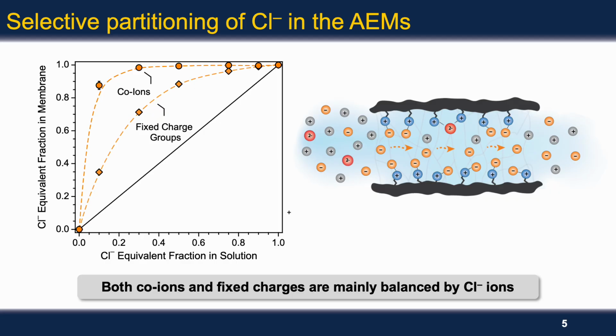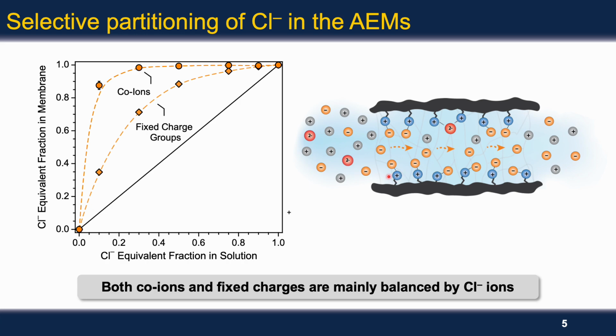To investigate whether selective ion partitioning in these membranes contributes to the high selectivities that we observed, we performed competitive ion sorption experiments with chloride-sulfate mixtures over a broad range of chloride equivalent fractions in the solution. In these experiments, we also decoupled the counterions that balance the co-ions in the membrane, or the sodium ions that are mobile, and those that balance the fixed charge groups on the polymer backbone, or the quaternary ammonium cations.